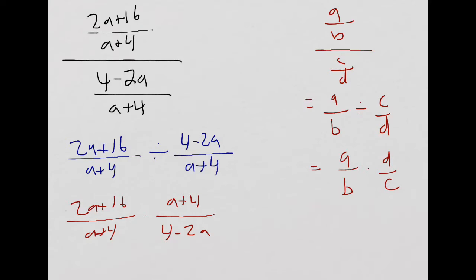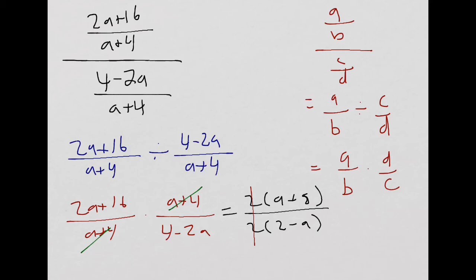From here we see a couple things happen. The a plus 4's do cancel out. And we can actually factor. So we get 2 times a plus 8 over 2 times 2 minus a. We're going to factor the 2 out from this one, and factor out the 2 from this one, and we see that the 2's cancel out here. So what's the final answer? We get a plus 8 divided by 2 minus a, and that's going to be the final answer to this problem.